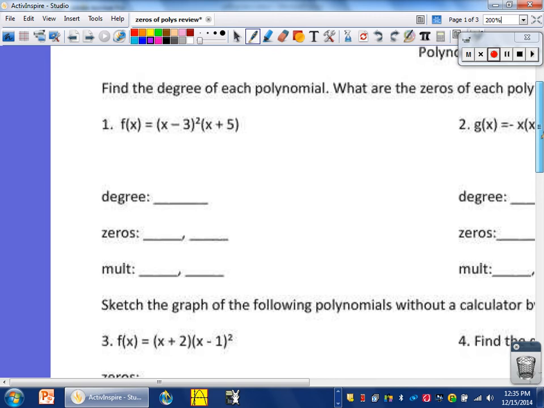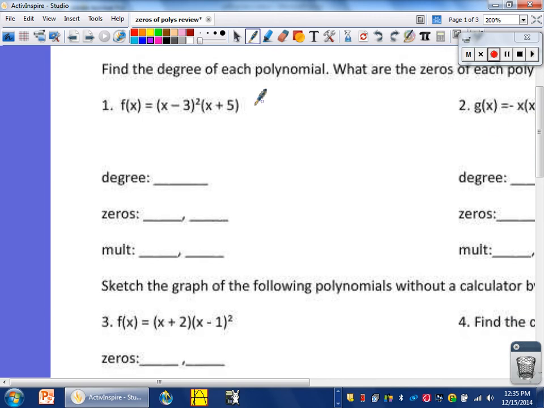Okay, so if we have an equation already in factored form, and you can of course tell it's factored because it has parentheses around it, you find the degree of the polynomial by adding all of the exponents of every factor. So this has an exponent of 2 plus an exponent of 1. So this is a third degree polynomial.